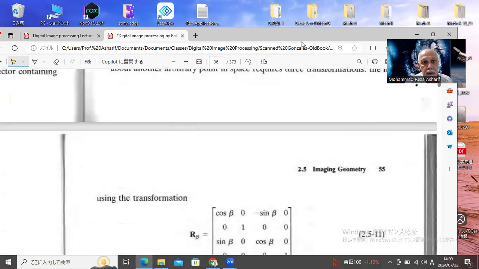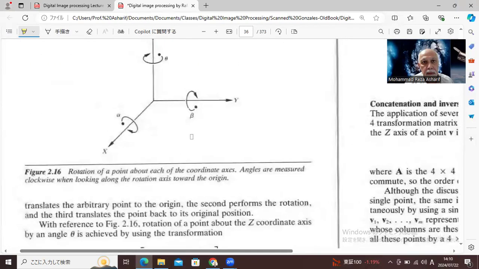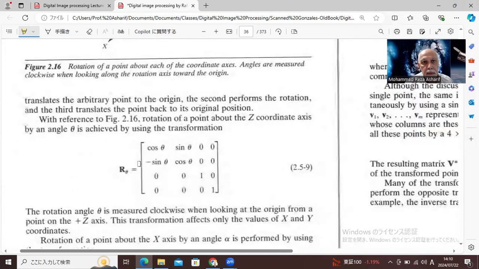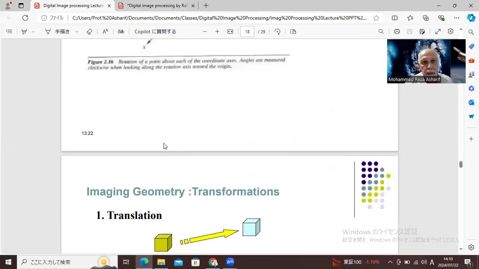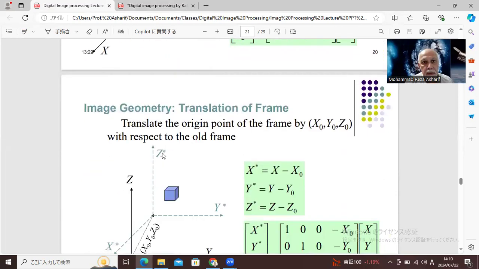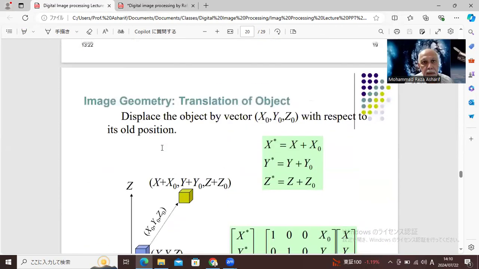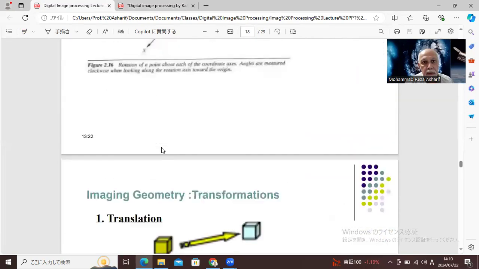Rotation is also very important. For instance, you may want to rotate around the X, Y, or Z axis.